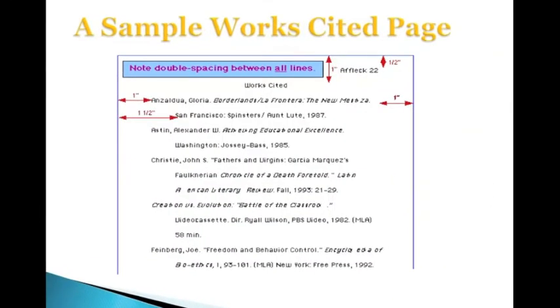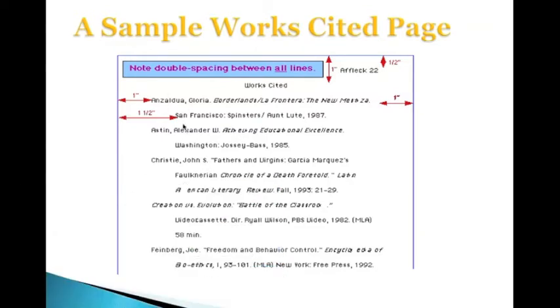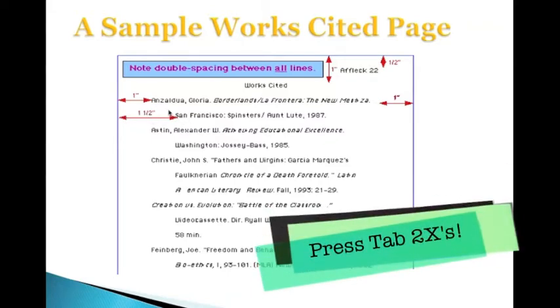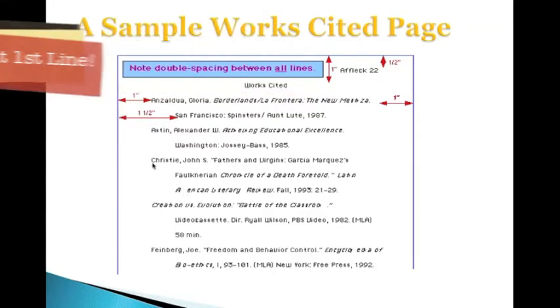Here is an example. Note that there is double spacing between all lines, not just between different sources, but all lines. Also, note that this is the first line of this particular source, and once we got to the second line, we indented. To simply do this, you just press tab 2 times. Note that this source is 3 lines, so every line after the first line has a hanging indent. Do not indent the first line.